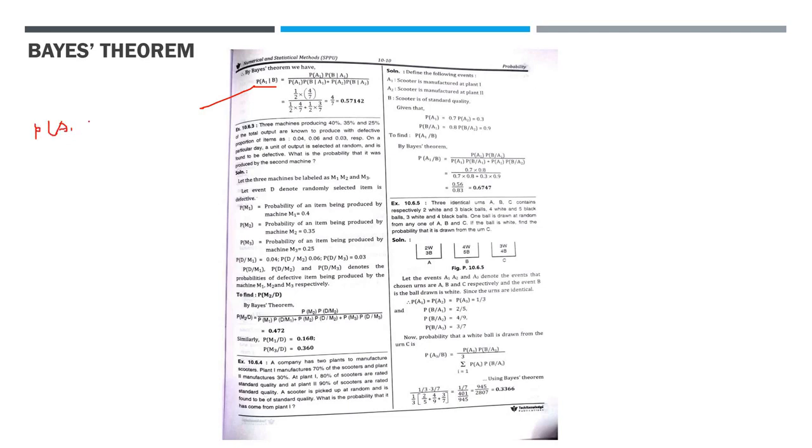So here, how do we write the formula? P of A1 times P of B given A1, divided by the same thing, plus P of A2 multiplied by P of B given A2. So this is the formula based on Bayes' theorem, and we can calculate that one.